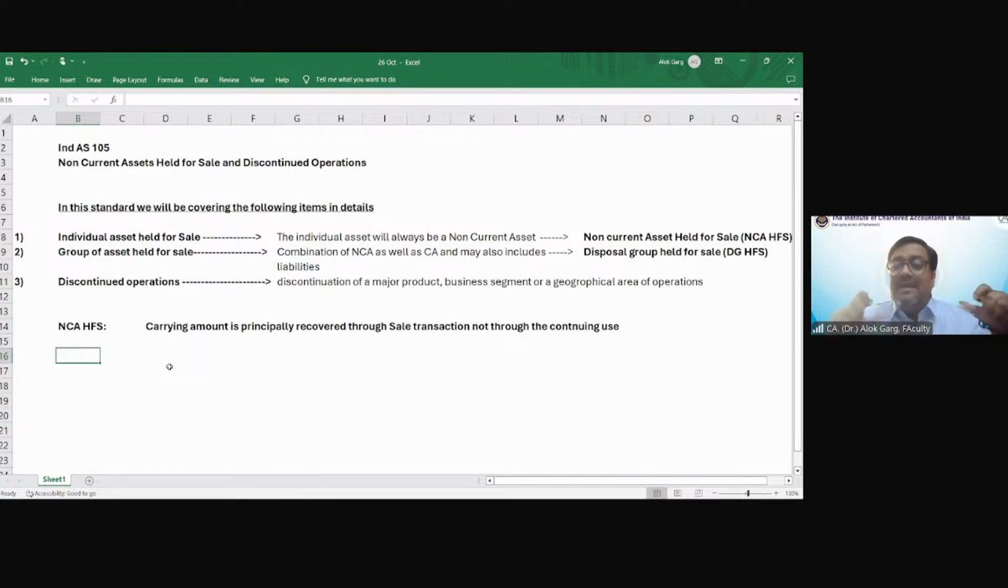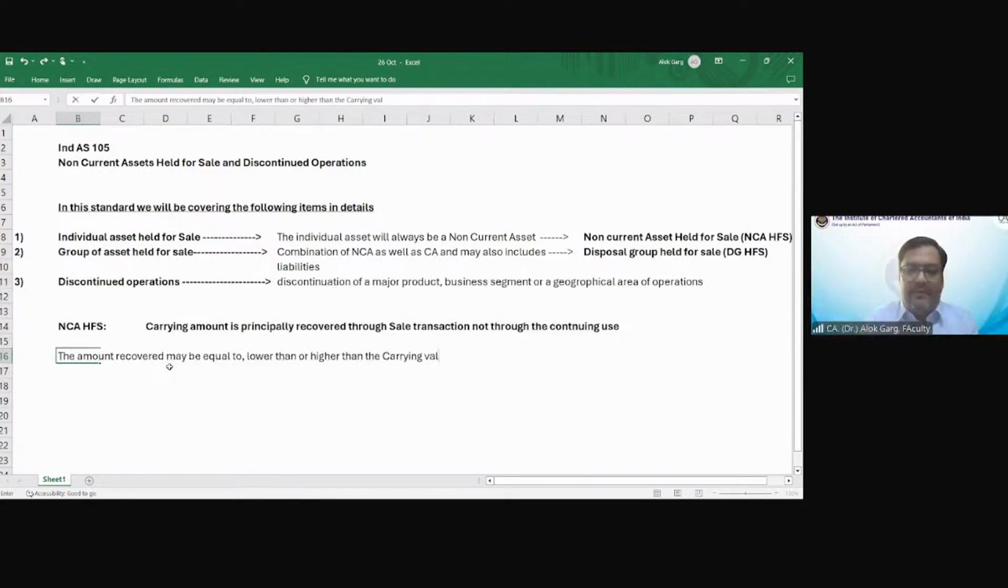Okay. प्रिंसिपली रिकवर्ड का मतलब ये नहीं कि वो अमाउंट पूरा का पूरा कैरिंग अमाउंट रिकवर होगा. प्रिंसिपली रिकवर्ड का मतलब जो भी है उसे जो भी मिलना है वो सेल करके ही मिलना है. करेक्ट? राइट? लेट मी राइट हियर, the amount recovered may be equal to, lower than, or higher than the carrying value. Okay, note.